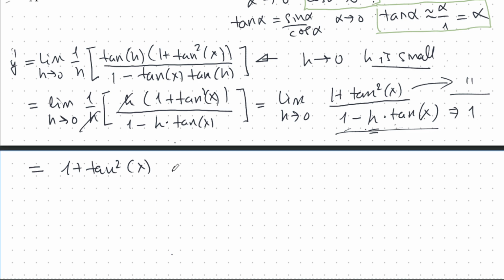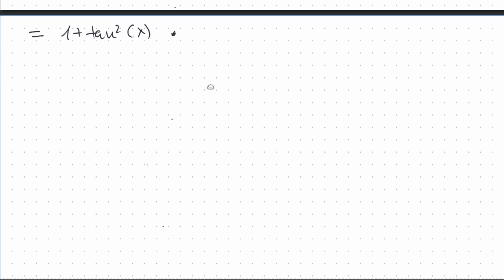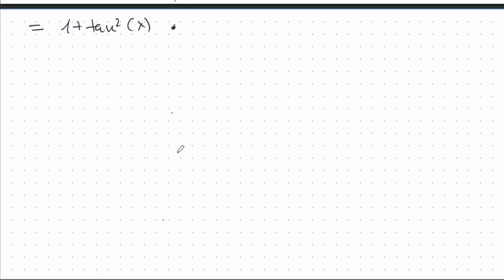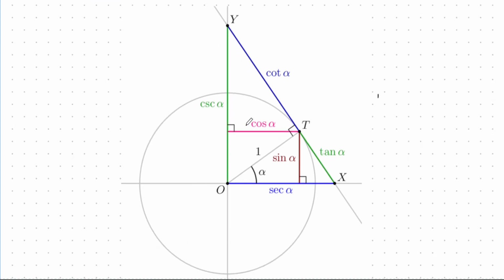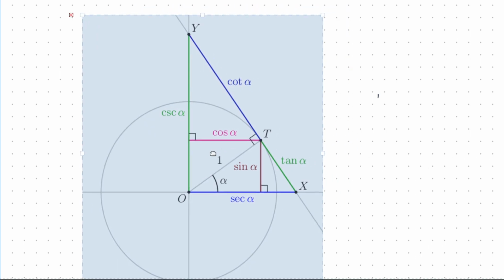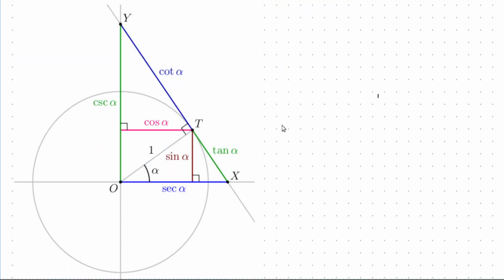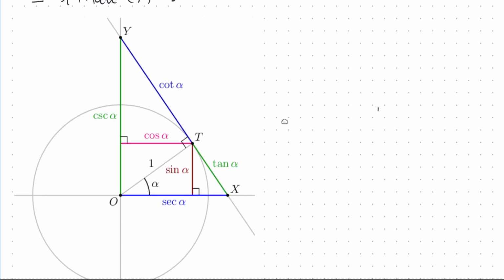That's very nice. We could stop there, but why stop there? Let's see what we can do with 1 plus tan squared x. I have here one of my favorite tools. This is the universal trigonometry diagram. Okay, this is a really cool thing, and I hope to make some videos about it.